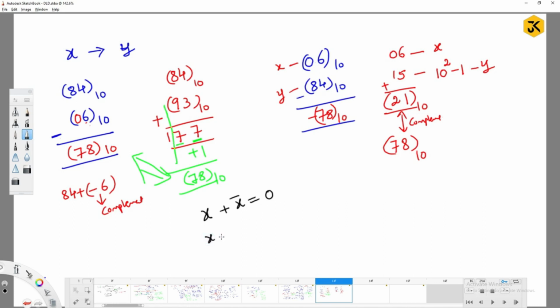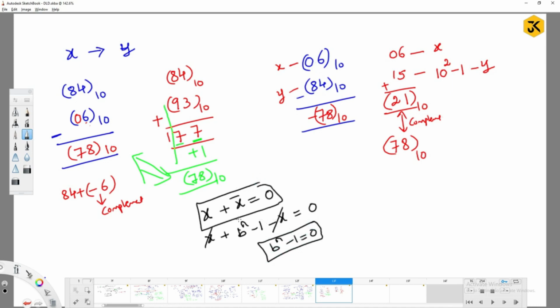Right? If you take the value of x, what is x bar? B power n minus 1 minus x, which is equivalent to 0. If you remove this one, what do you get here? B power n minus 1 is equal to 0. Meaning that when this particular equation is satisfied, when b power n minus 1 is equal to 0, then only our statement is correct. Right? In another form, what is b power n minus 1?